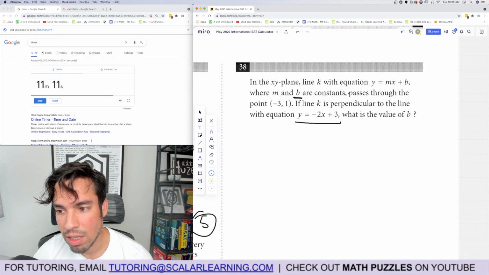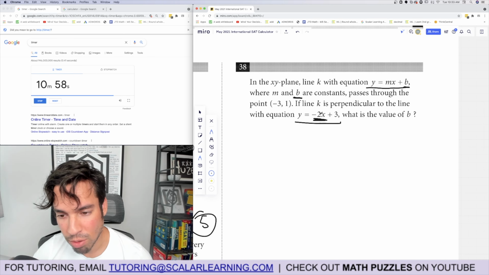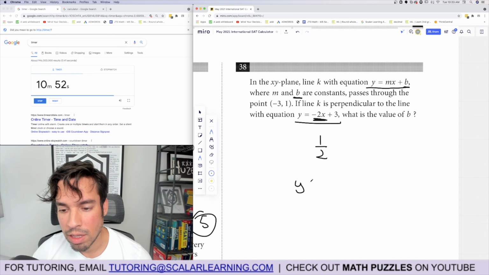Okay, so they want us to find the y-intercept. Now, if they say line K is perpendicular to this, it means that K has the negative reciprocal slope. So this is negative 2. The slope of K is 1/2. So y equals 1/2 x plus b.